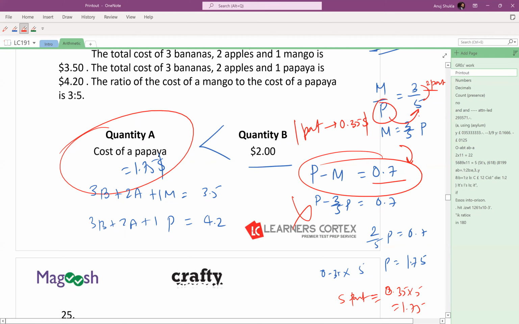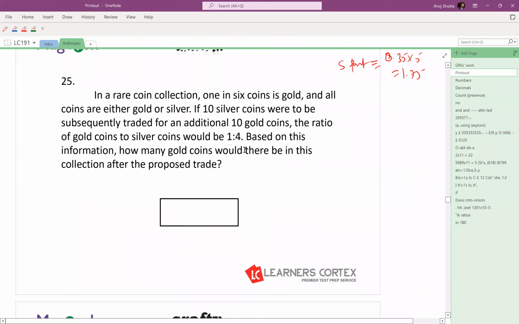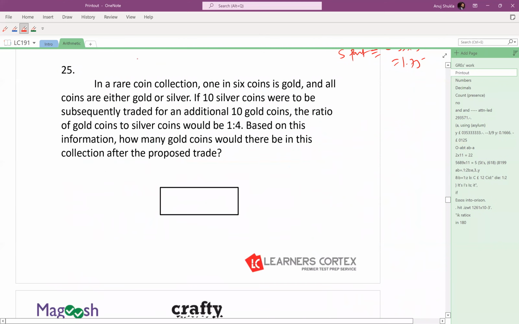What is papaya cost? It is 5 parts. So 5 parts is 5 into 0.35, that is 1.75. Yes, sir. Okay. Try this question. I'm giving you 2 minutes for this question. More than sufficient for this question.